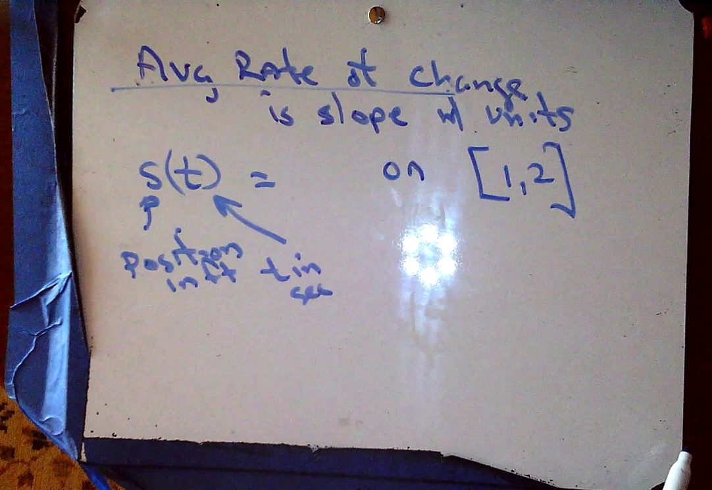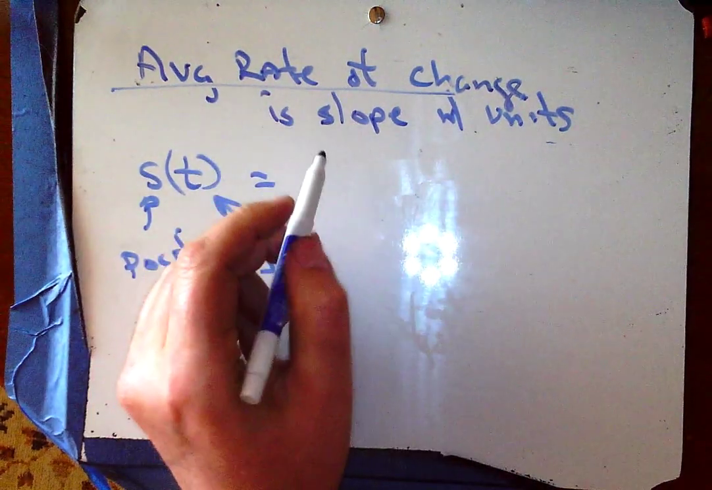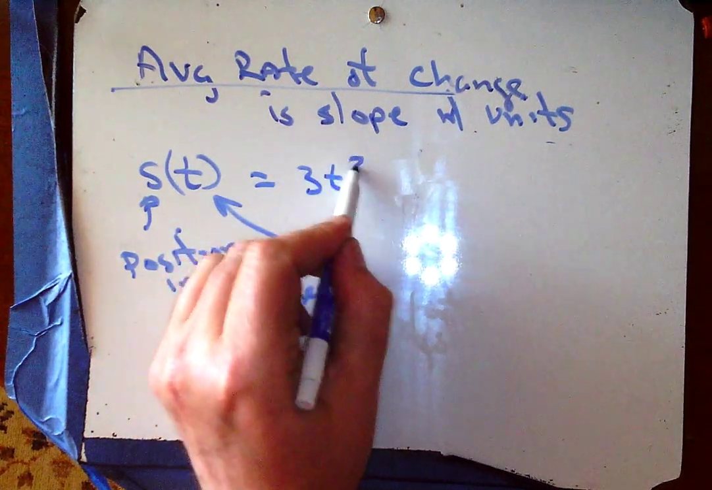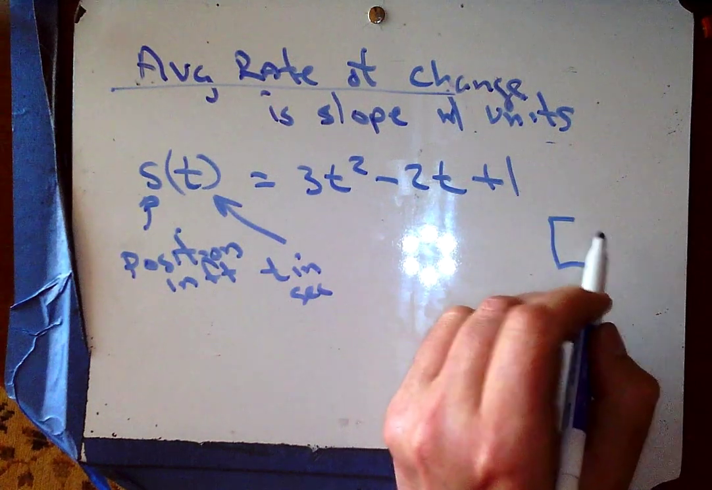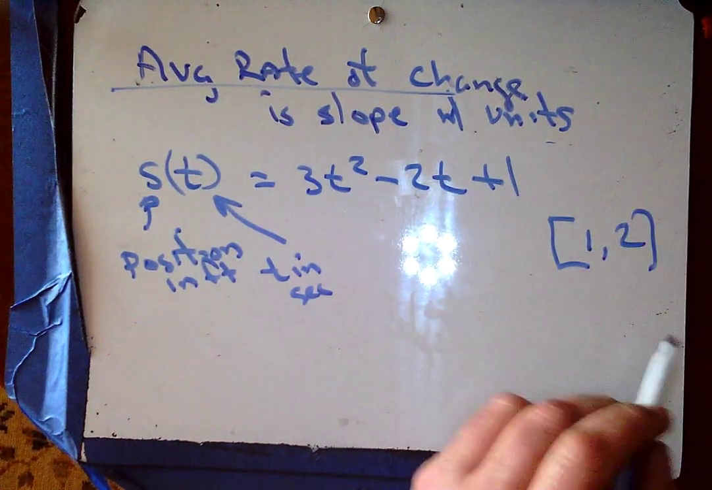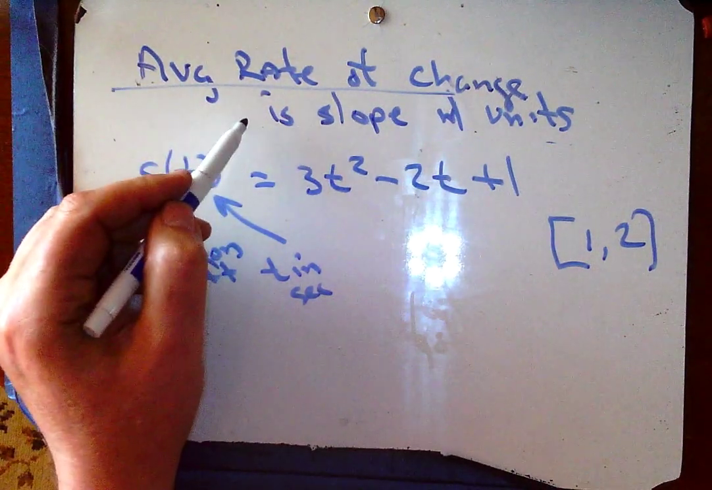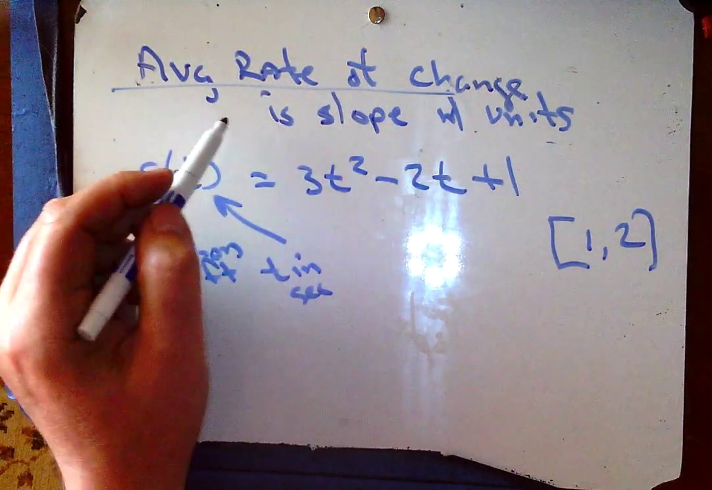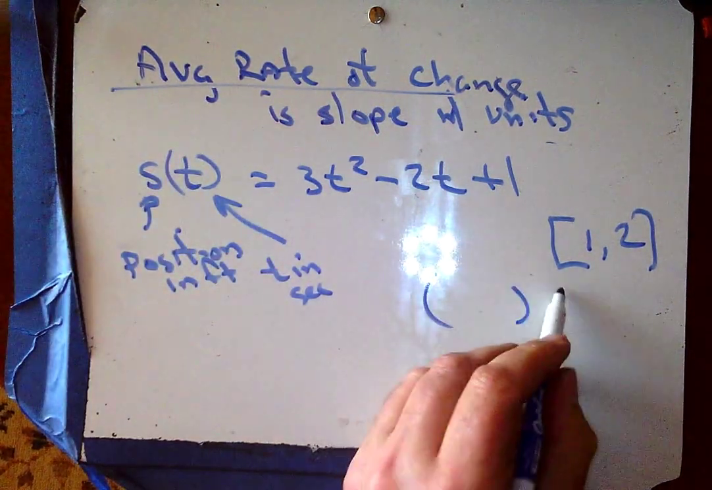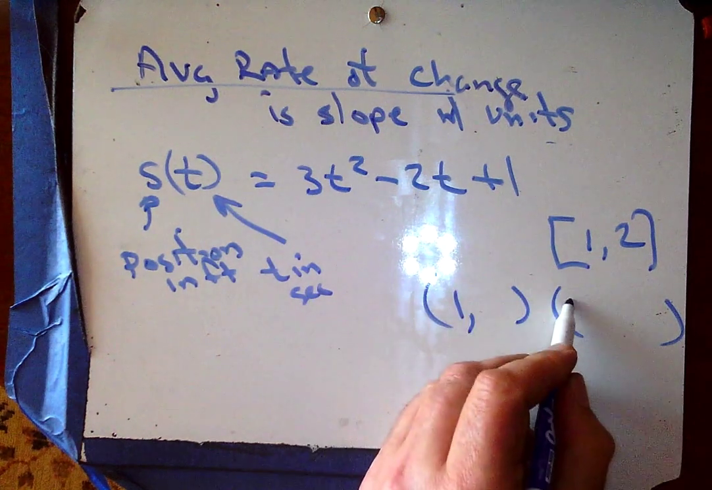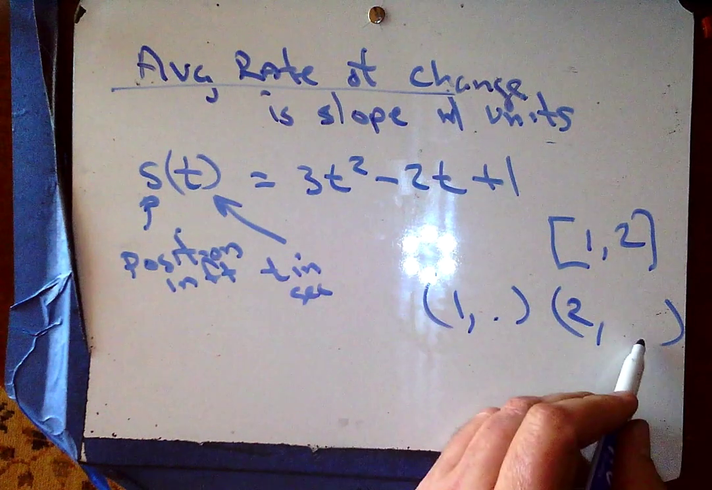Please find the average rate of change on 1 to 2, given s of t equals 3t squared minus 2t plus 1. And again, that interval was 1 to 2. How do I find average rate of change here? Remember, average rate of change is slope with units. And in order to find a slope, I need 2 ordered pairs. Well, right now, all I have are 2 x values. I need 2 ordered pairs. How do I get these y's?